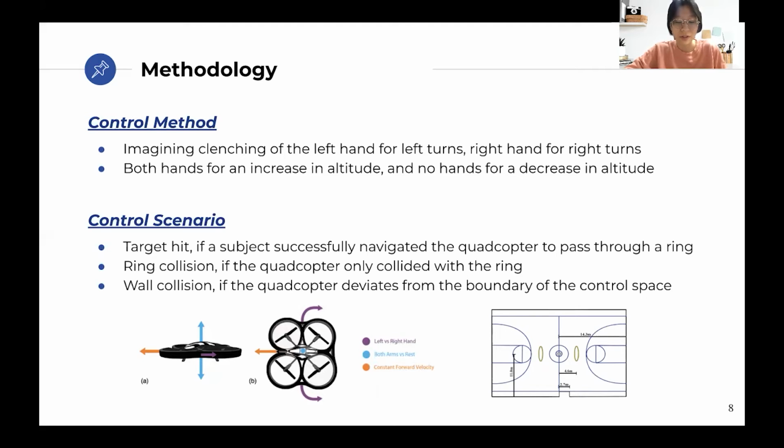The control scenario is performed in the right figure, which is the experimental environment. A target hit was given if the subject successfully navigated the quadcopter to pass through the ring, but a ring collision was given if the subject only collided with the ring. If the quadcopter deviated from the boundary of the control space, the trial would end and the subject would be assigned a wall collision. In this experiment, the subjects are required to achieve a lot of target hits without causing a collision within the time limit.